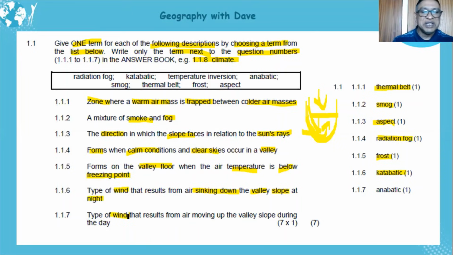When the wind results from air moving up the slope during the day. Can you see these action words, learners? And of course, you know that is anabatic when it goes up. So it's not just about guessing. Look at your options that are given to you, and see which one is the best. So work it out. You understand?